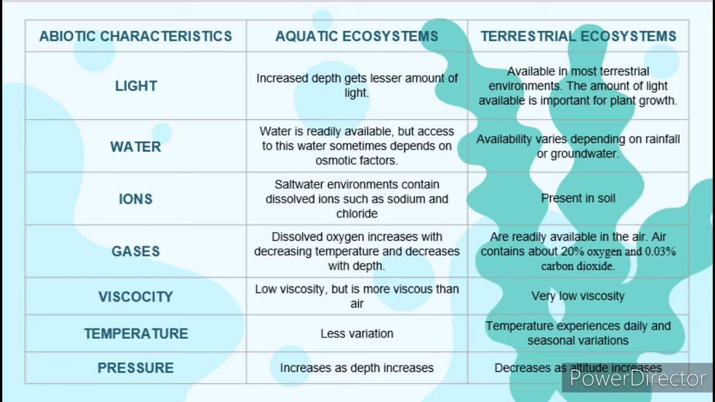So, in temperature, katulad ng sabi ko kanina, sa aquatic ay stable. So, less variation ang temperature dito sa aquatic ecosystem. While sa terrestrial naman, ang temperature experiences daily and seasonal variation. So, seasonal, may season para sa taglamig, may season para sa tag-init. So, in terms of pressure naman, katulad ng sabi ko kanina, as the depth increases, the pressure increases also.